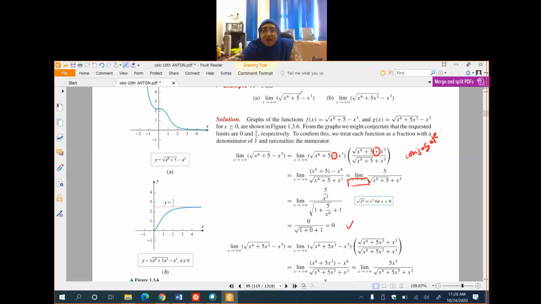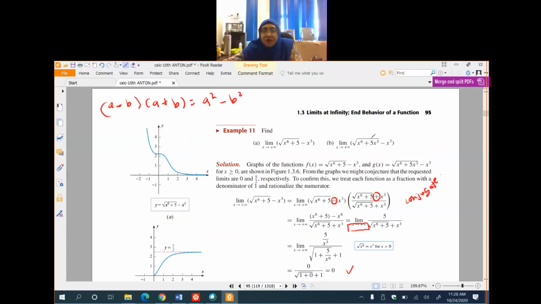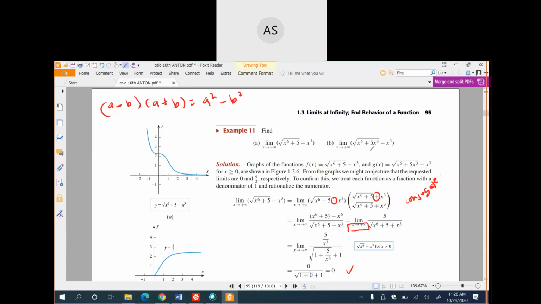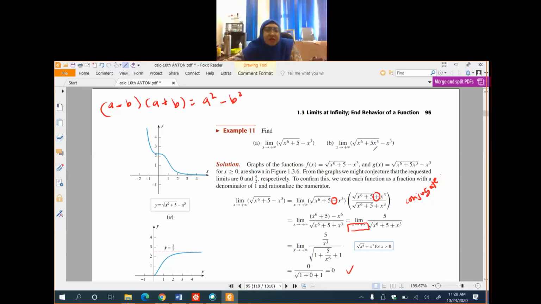It's the same for the next example here. What's the difference between both examples? It's the same. What's the difference? I thought they're the same. Oh, the difference is this x cube, 5x to the power of 3.